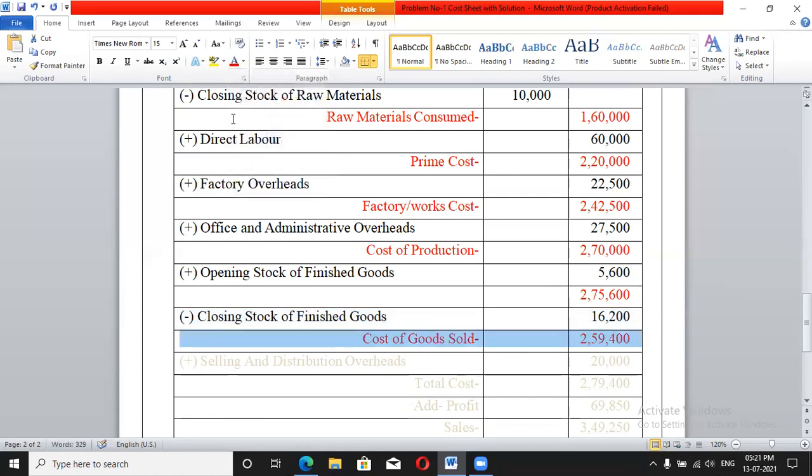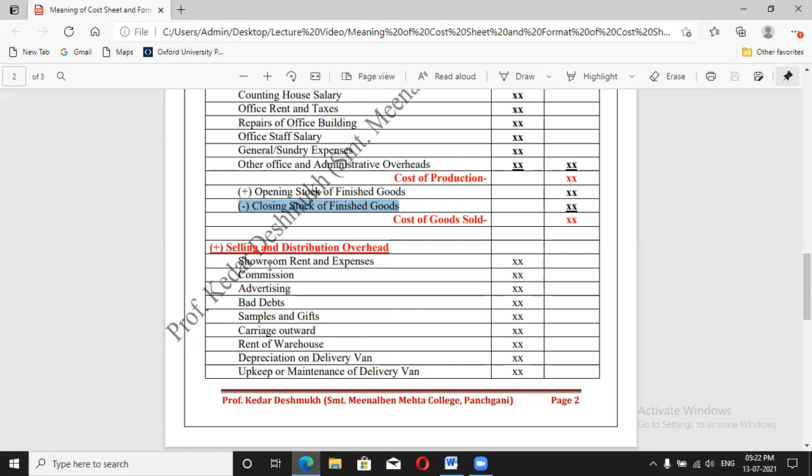After subtracting 16,200 from 2,75,600, we get the amount of cost of goods sold, which is 2,59,400. So this is the format. We are going to prepare a cost sheet according to the format, the specimen of the cost sheet. No item is moved up or down. All such items are recorded in the cost sheet according to the specimen or format.